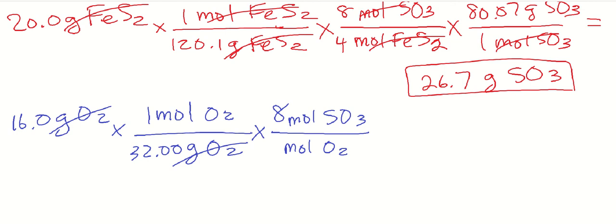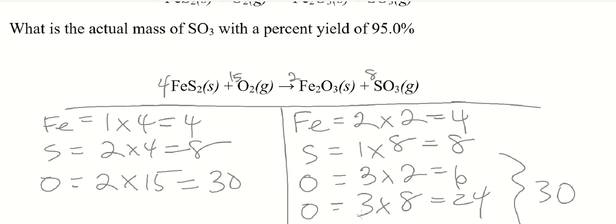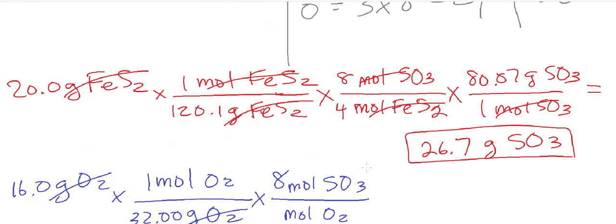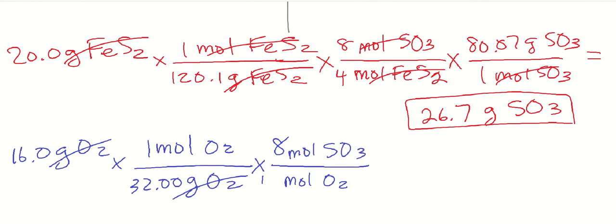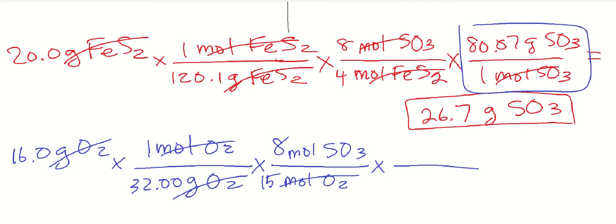I know that's 8. I'm looking up there. Now for oxygen, we're going to have to go back to our equation. Oxygen is an 8 to 15 ratio, or 15 to 8, however you want to look at that. All right, 15 moles of oxygen are required to produce 8 moles of sulfur trioxide. And then this part here, we're just going to copy right there. It's the same conversion factor, moles to grams of sulfur trioxide.